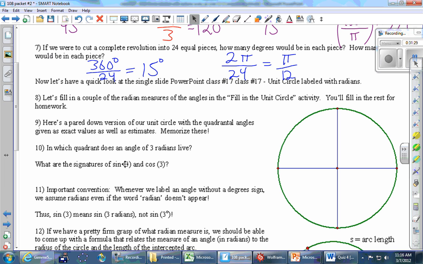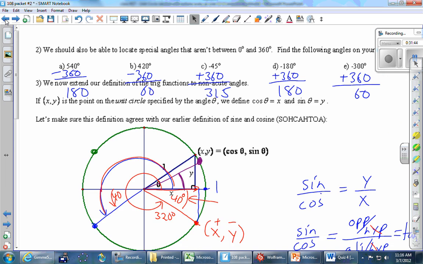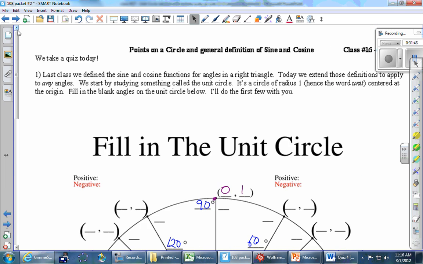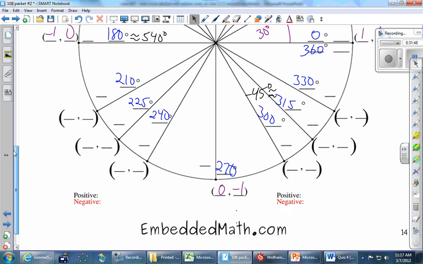Number 8. 8 will go to Emily. Okay, so go back a few pages. There it is on page 14.